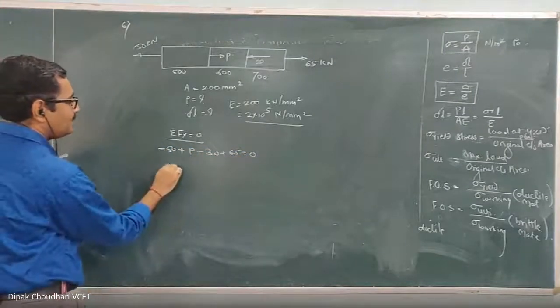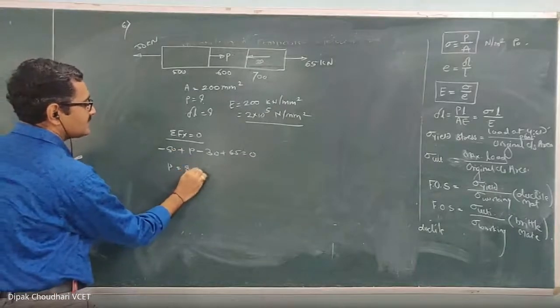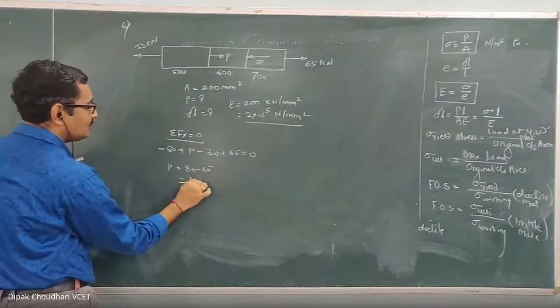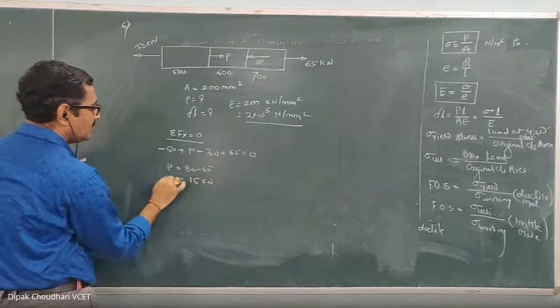So how much is the value of P? It is 80 minus 65, which is equal to 15 kilonewton. So P equal to 15 kilonewton.